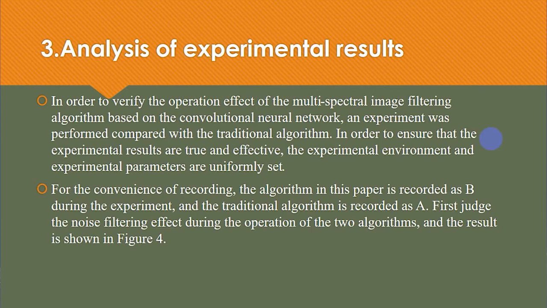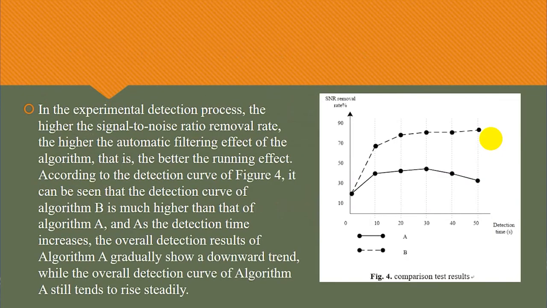For the convenience of recording, the algorithm in this paper is recorded as B during the experiment, and the traditional algorithm is recorded as A. First judge the noise filtering effect during the operation of the two algorithms, and the result is shown in Figure 4. In the experimental detection process, the higher the signal-to-noise ratio removal rate, the higher the automatic filtering effect of the algorithm, that is, the better the running effect.